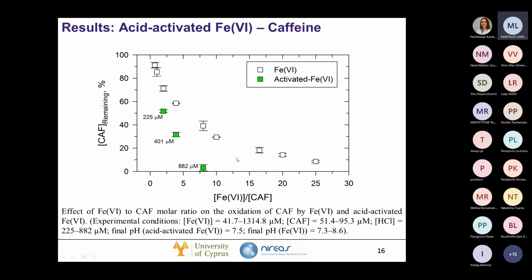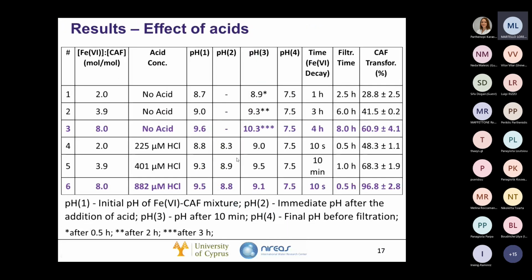But if we remember the fundamentals of iron 6, I said that the oxidation power of iron 6 depends on the pH. So the first thought was that this is happening because we have a decrement in the pH. At lower pH, we expect a higher removal of a compound. And this is what is going on here, and there is nothing new basically, because that was known.